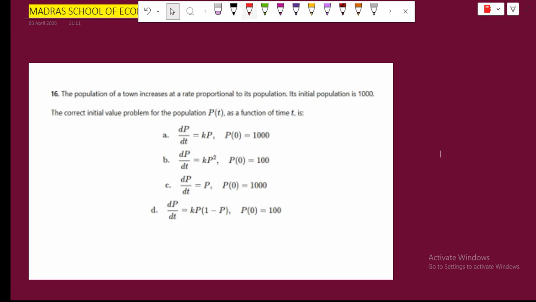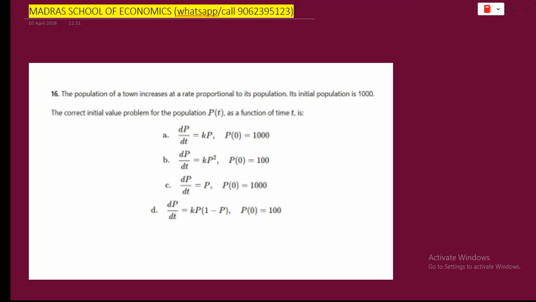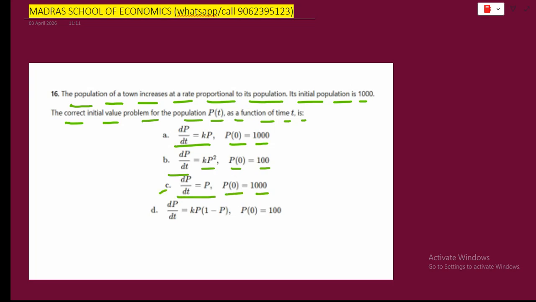The question says the population of a town increases at a rate proportional to its population. Its initial population is 1000. The correct initial value problem for the population P(t) as a function of time t is: option A, dP/dt = kP and P(0) = 1000; option B, dP/dt = kP squared and P(0) = 100; option C, dP/dt = P and P(0) = 1000; and option D, dP/dt = kP(1 - P) and P(0) = 100.